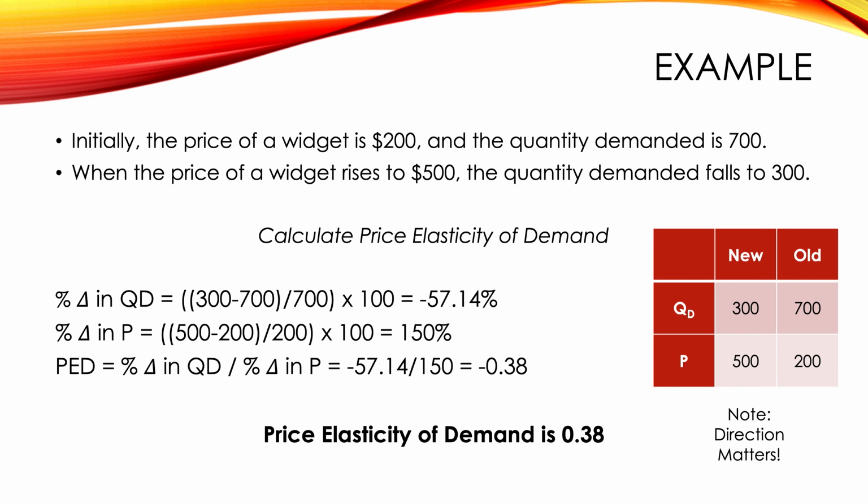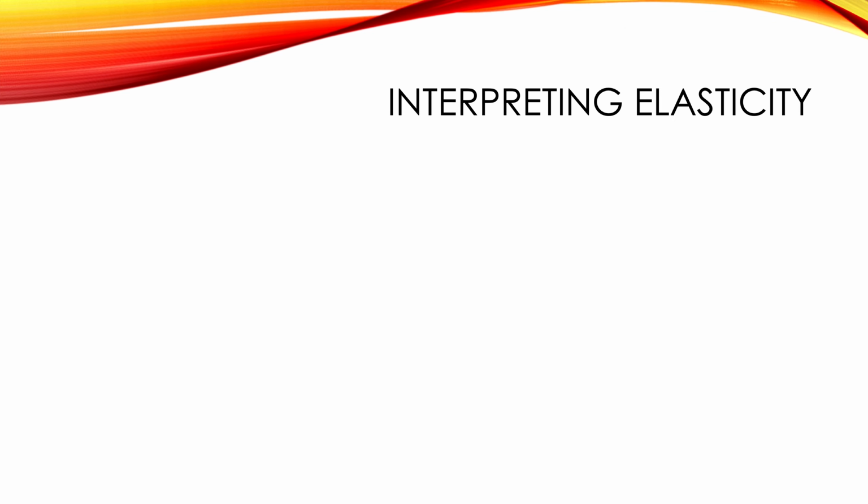If you want to get super fancy, you can look up something called the midpoint method, which makes it so that the direction doesn't matter. But as long as you're calculating percentage change like we talked about with new minus old divided by old, the direction of the shift, the change here, matters a lot. So we've got our answer. Let's talk about how to interpret that answer. Like it's 0.38, okay, who cares? What does that even mean?